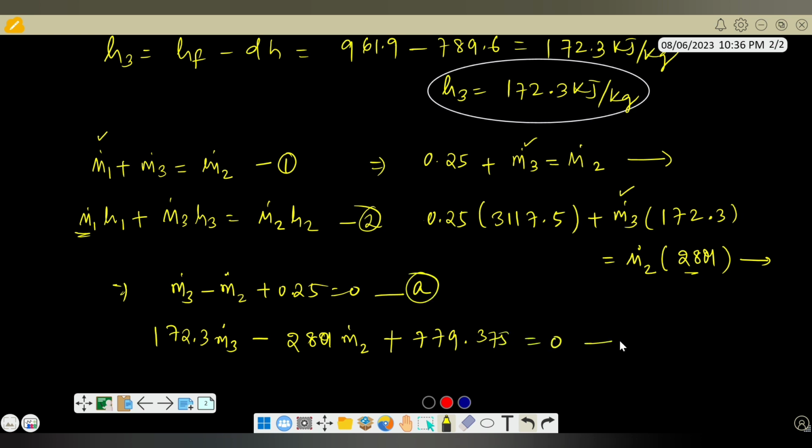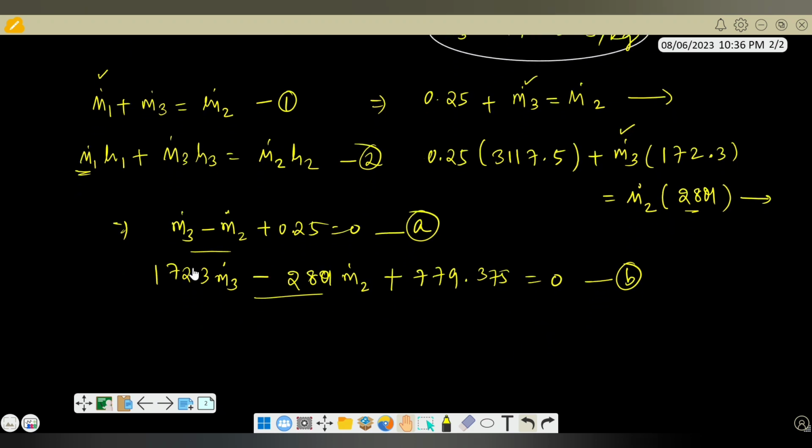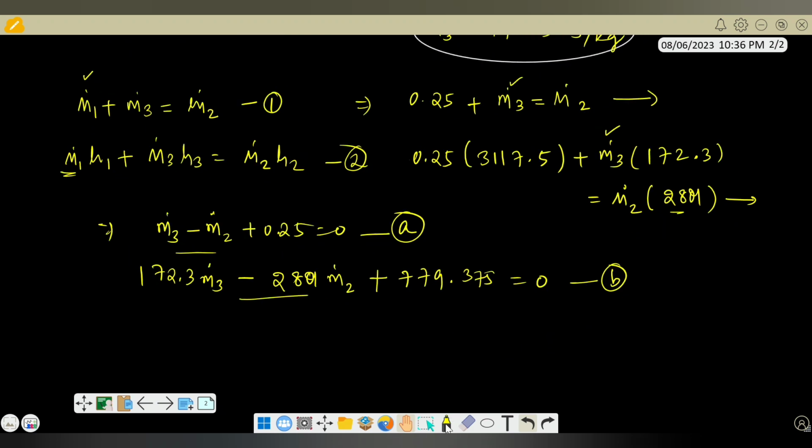So this is equation number A and this is equation number B. Now you have to solve these two equations. Directly you can use the scientific calculator, and by using it you can find out the value of m3 dot and m2 dot. We are asked to find out the value of only m3 dot. So use the calculator.